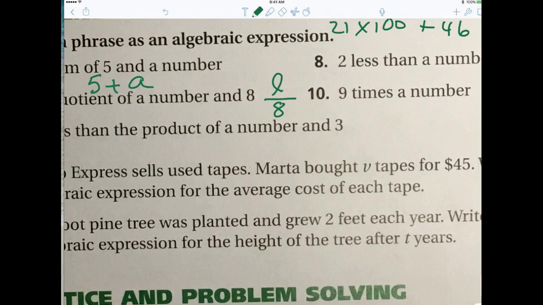If you did the division symbol, I wouldn't be mad at you. I just know you're not listening. And I'm not screaming loud enough.